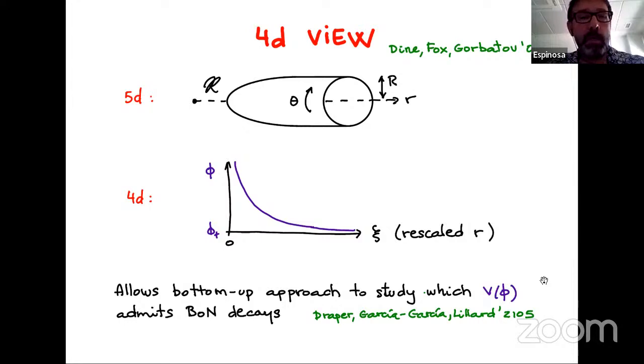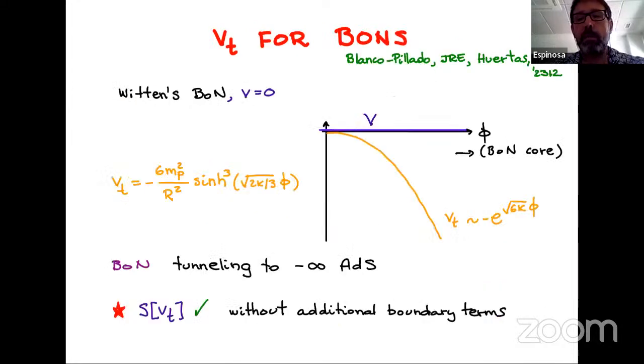And in more realistic scenarios, you have to stabilize this radion field. In any case, because this allows for a Coleman-de Luccia description, you can also use the tunneling potential description for it. All right. So let me show you how this looks for the Witten case, in which there is no potential. You can derive that the tunneling potential describing this bubble of nothing decay is just given by this simple formula, like a cube hyperbolic sinus.